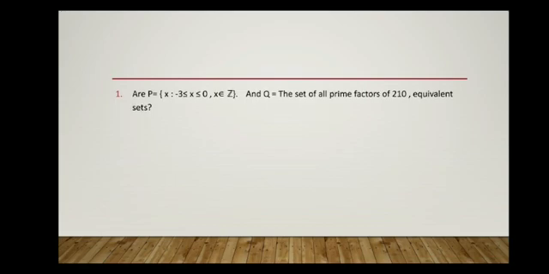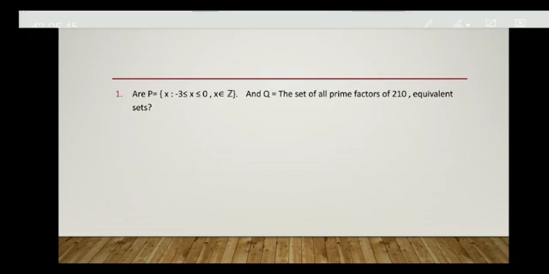Now see this one. P is equal to the set of all x such that minus 3 is less than or equal to x, less than or equal to 0, x belongs to the set of all integers. And Q is equal to the set of all prime factors of 210. Are these two sets equivalent? That is what they are asking.